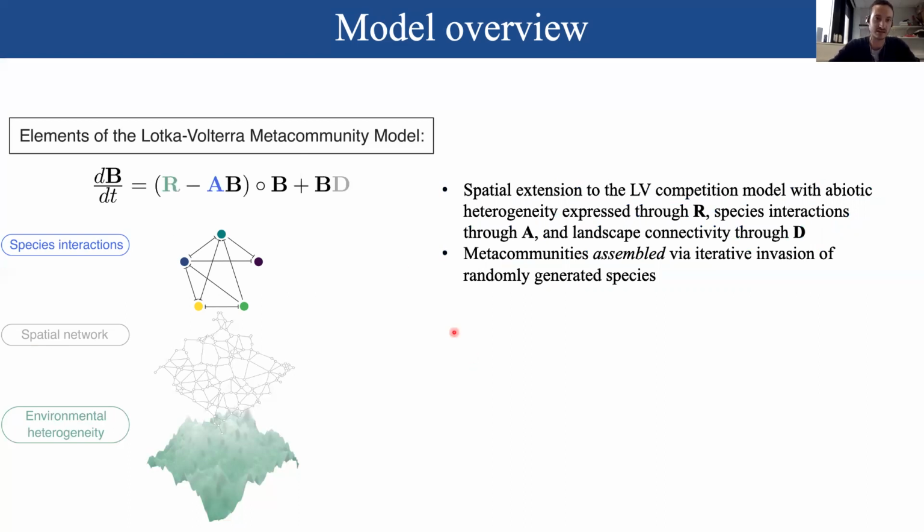So this here is the Lotka-Volterra metacommunity model. And as you can see, at its heart, it is just a simple Lotka-Volterra competition model, but with the addition of terms. B is now a matrix, a species by site biomass table. R is a matrix of spatially explicit intrinsic growth rates. A is the local interaction matrix. And then we have this matrix D, which describes the rate of immigration and emigration from each of our sites. And just as in the zero-dimensional case I showed earlier, we use an assembly algorithm to allow this system to self-organize.